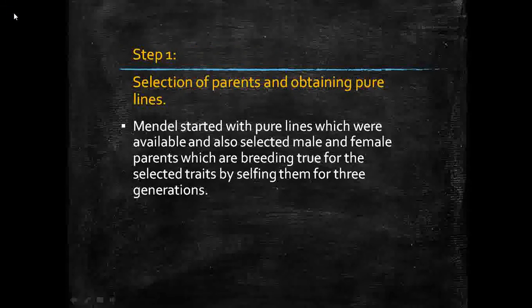Step 1 is selection of parents and obtaining pure lines. Mendel started with pure lines which were available and also selected male and female parents which were breeding true for the selected traits by selfing them for 3 generations. So he obtained the pure lines by breeding, selfing those plants for 3 generations. In this way he got pure lines, that means the same characters are transferred from the parents to the offspring.